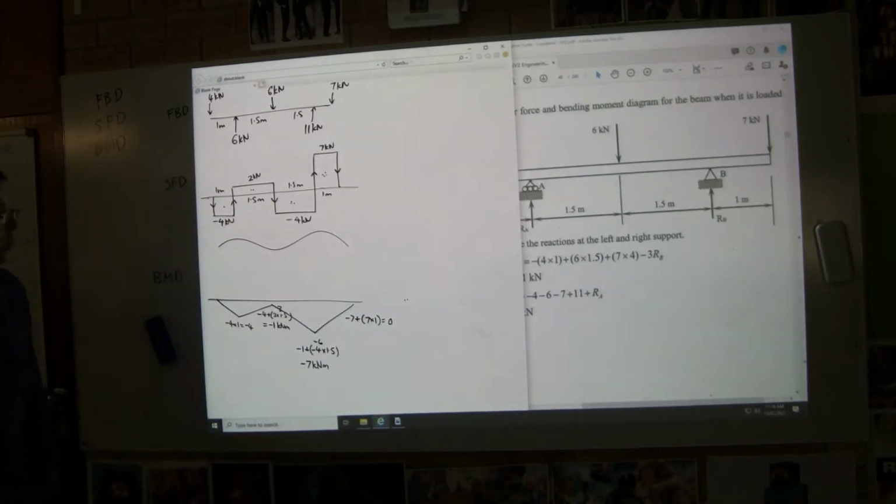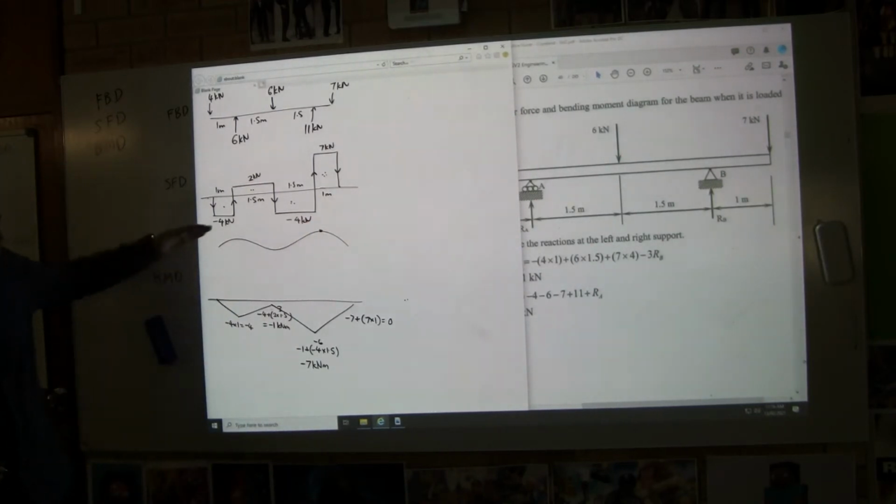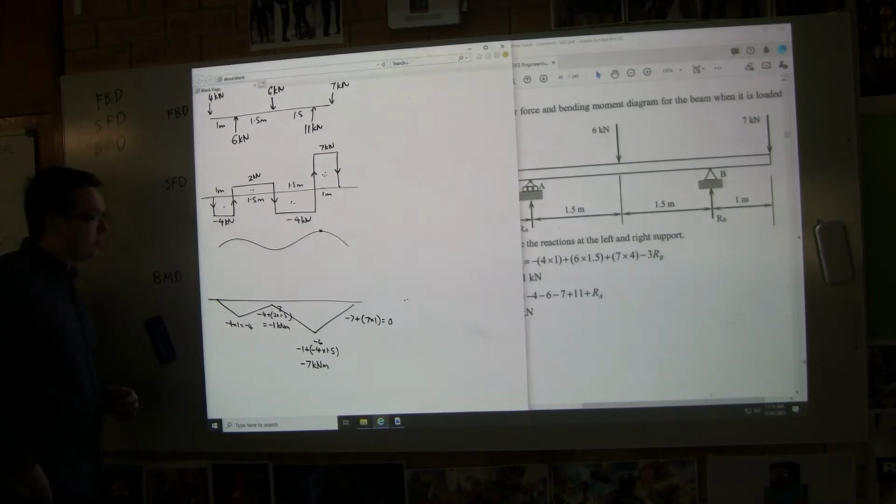That's our story. So where is our maximum? 7. It's here. Does my diagram kind of look like a mirror image of that diagram? Kind of. It kind of does. And that can be a helpful tool to see if you've just done something completely wrong. Okay, that's been good.